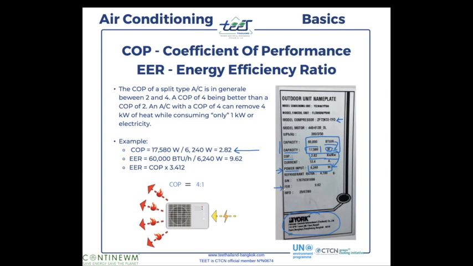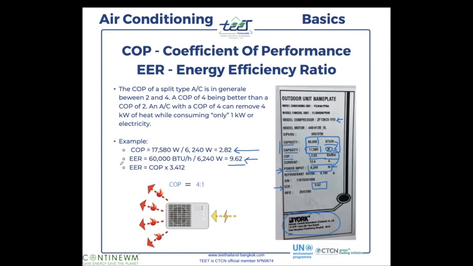Honestly, why they write so much information that may be a little bit confusing, I don't know. But actually, you see EER, how do they calculate it? With what I explained, you would be able to do it. So EER, you compare the BTU per hour, so the cooling capacity, but in a different unit, divided by the power input. So you divide BTU per hour by watt, and you have 9.62, okay?